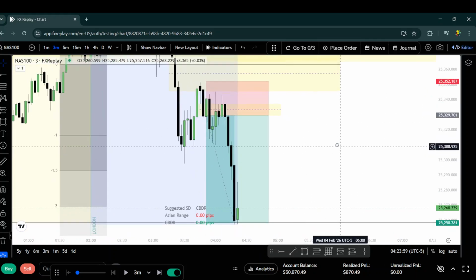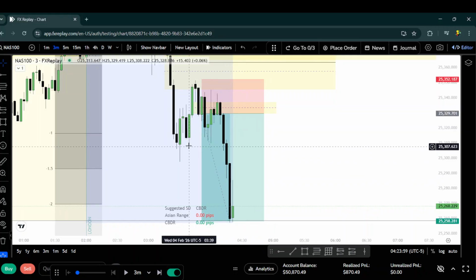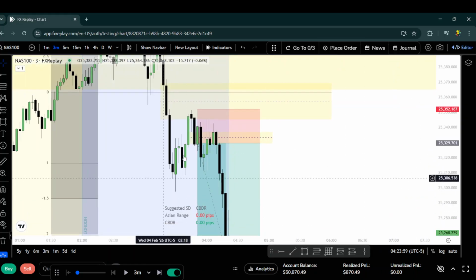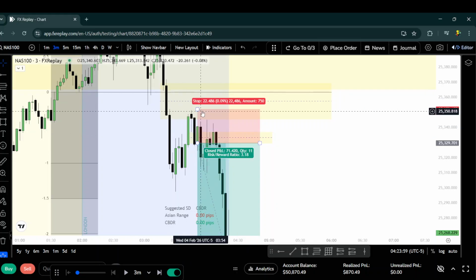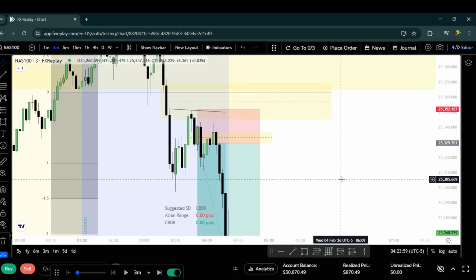Off this inversion fair value gap, boom. Right, if we waited for that break of structure to occur right there, we would have had no entry. So that's the thing. Refer to the higher time frame. You do get these situations, trust me, where the lower time frame won't take a fair value gap and it will go. Right? But that's because the higher time frame already did its job.